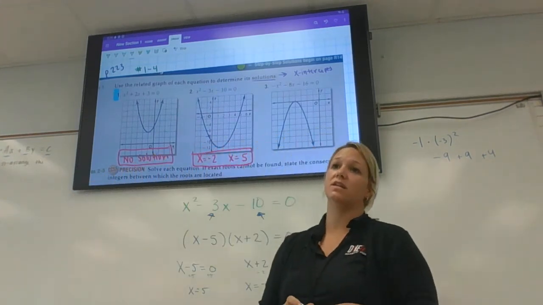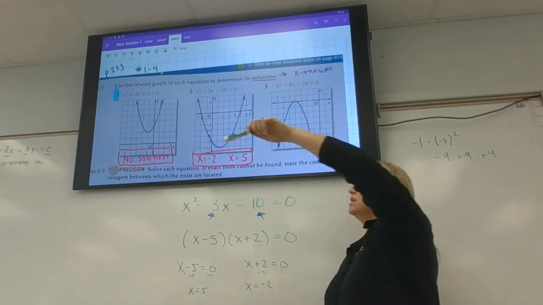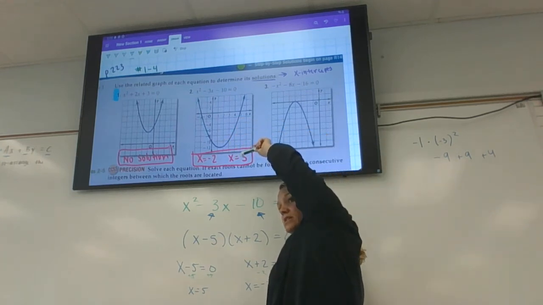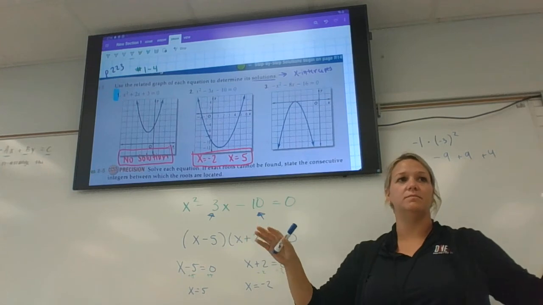What do you see? These numbers, what do they match? They actually match these numbers. Do you see it? It's all connected. None of this is random.